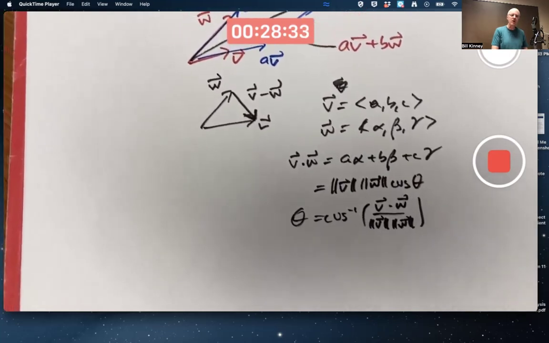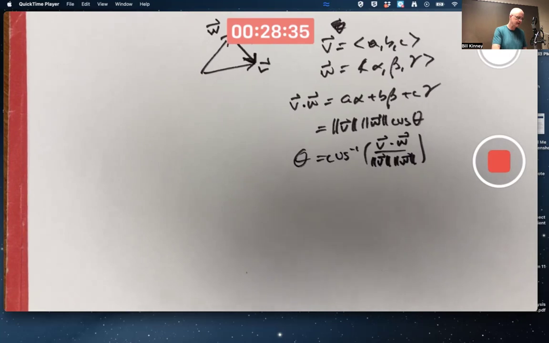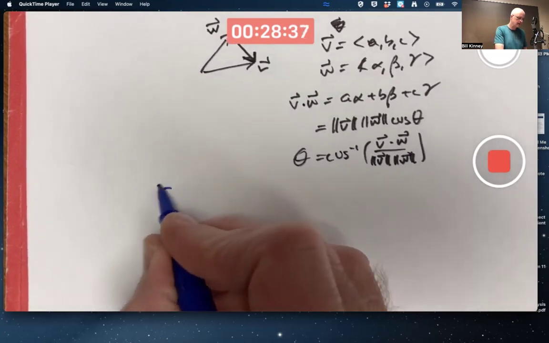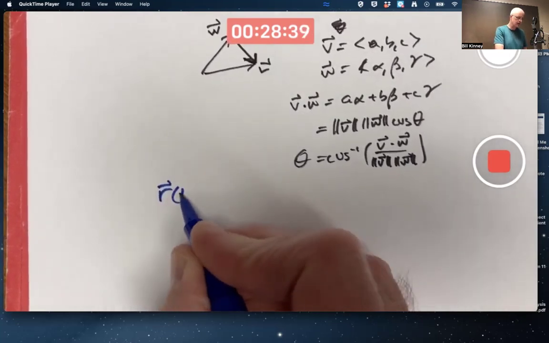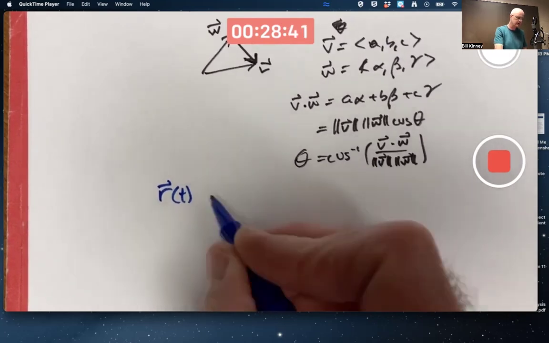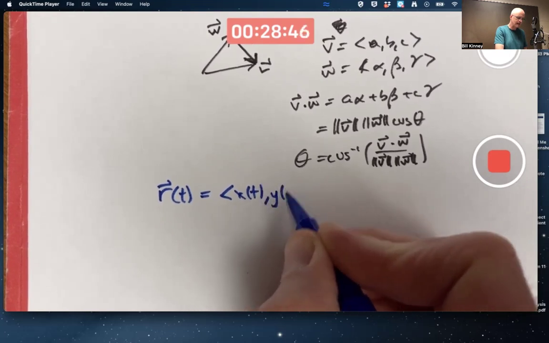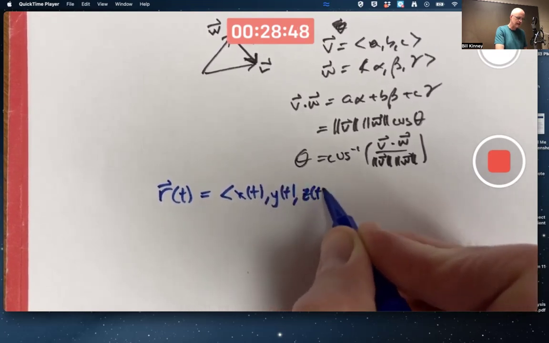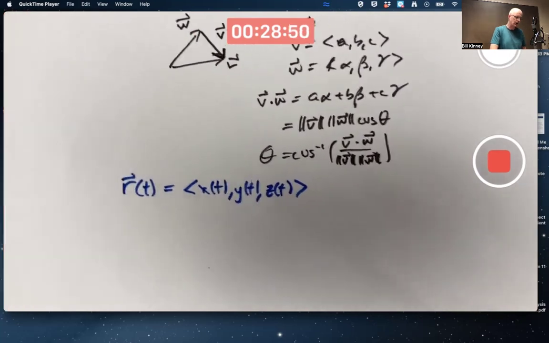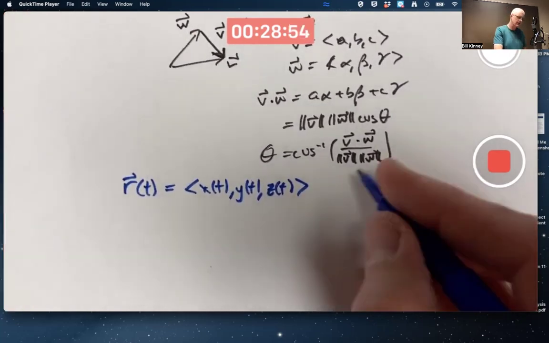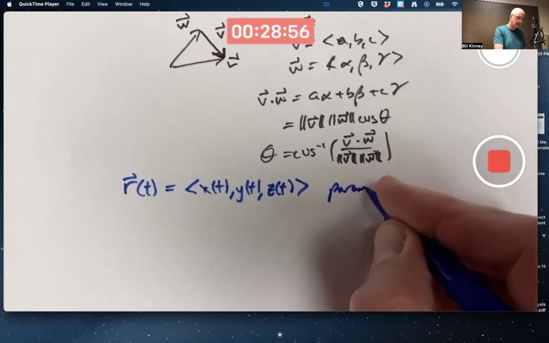Then we also thought about applying vectors to parametric curves, whether in 2 or 3 dimensions, though it's easier to draw in 2 dimensions. R of t equals x of t, y of t, z of t. It's a parametric curve in 3 dimensions. If I got rid of the third component, it would be in 2 dimensions. Parametric curve.